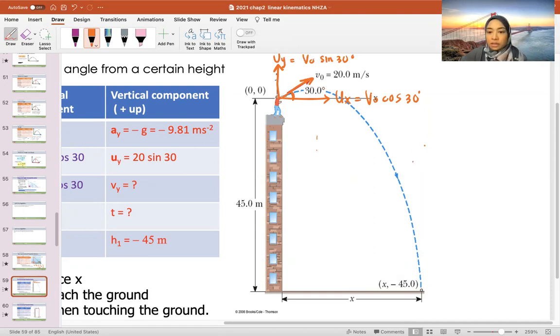So kita ada that motion up and down tu kan, and I told you if you have that up and down, it is equal to 0.